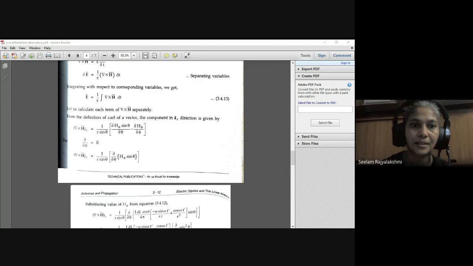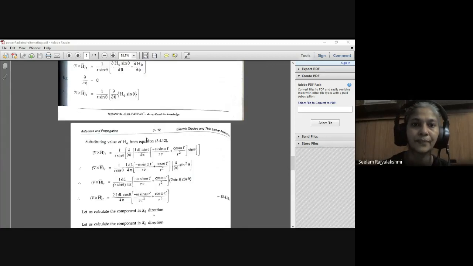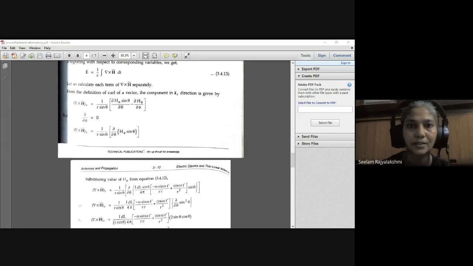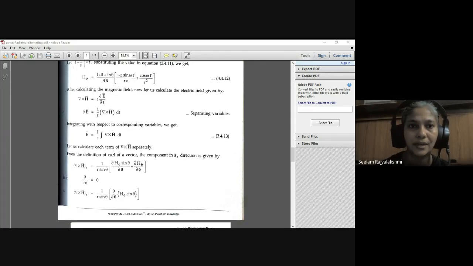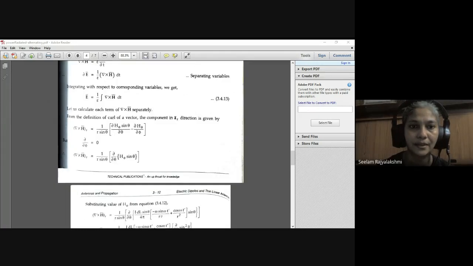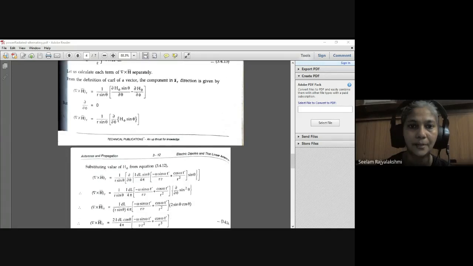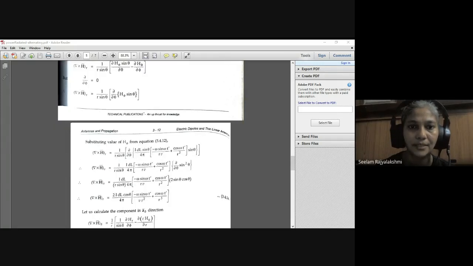So del cross H in the r direction is equal to 1 by r sin theta, dou by dou theta of (sin theta times H phi). Because here dou by dou phi is equal to 0, this term vanishes. So substituting the value of H phi from equation number 12, we will obtain this equation.